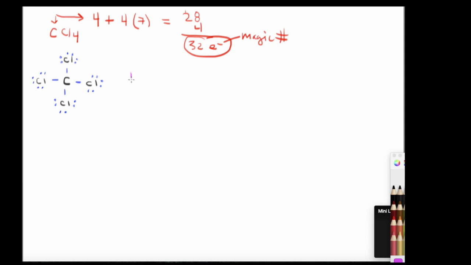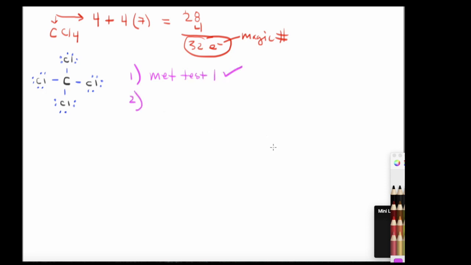Now we're going to run the test. Test number 1. We need to confirm that we've used all of the electrons. So I'm going to count 2, 4, 6, 8, 10, 12, 14, 16, 18, 20, 22, 24, 26, 28, 30, 32. So we met test 1.